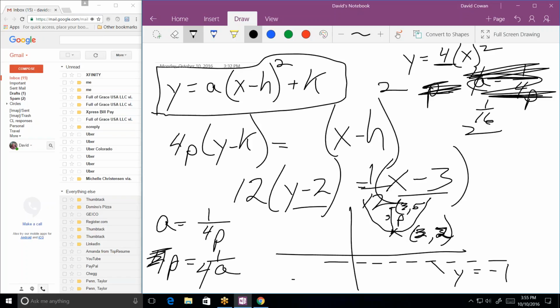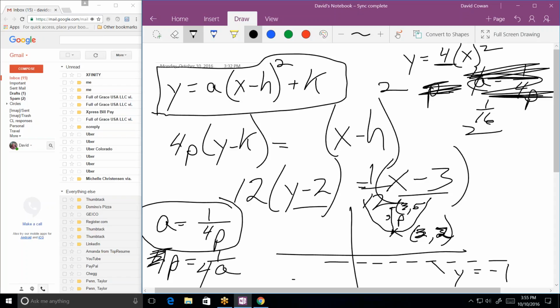In other words, it's actually more useful, instead of remembering A equals 1 over 4P, to remember that P equals 1 over 4A. Okay. Then whatever you have for A, you can immediately solve for P.